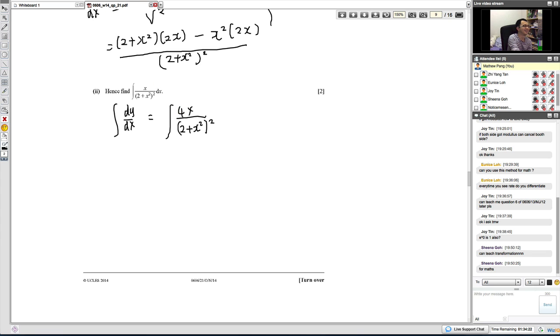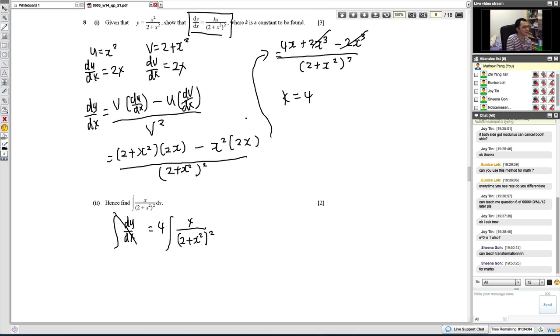Okay, I just erase it lah. This app is so stupid. Okay, I will take the 4 out, like this, and then I move the 4 to the other side later.